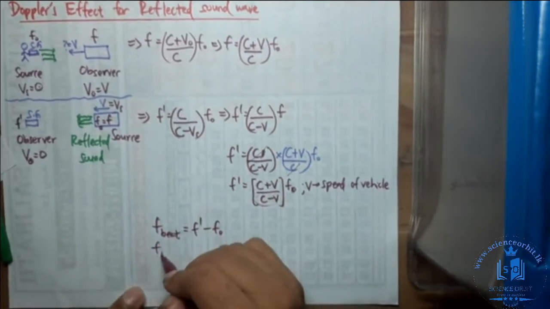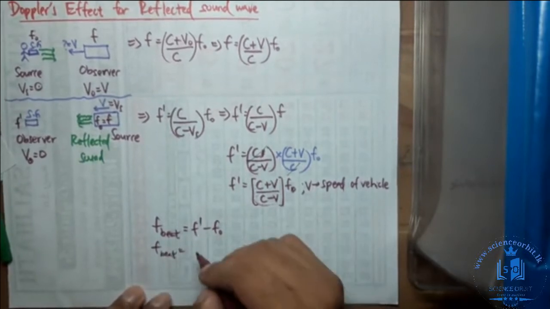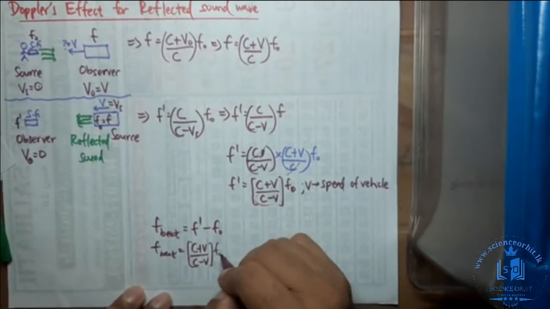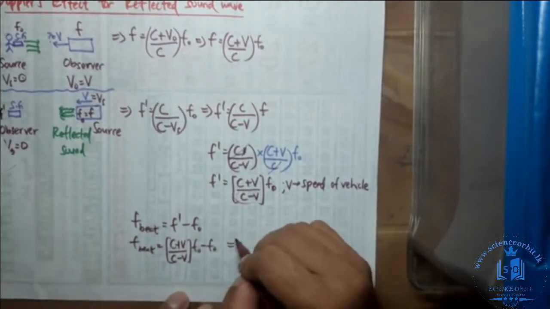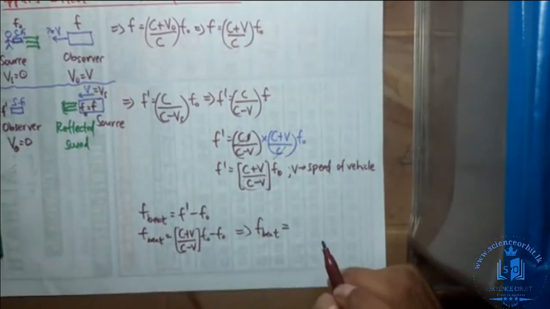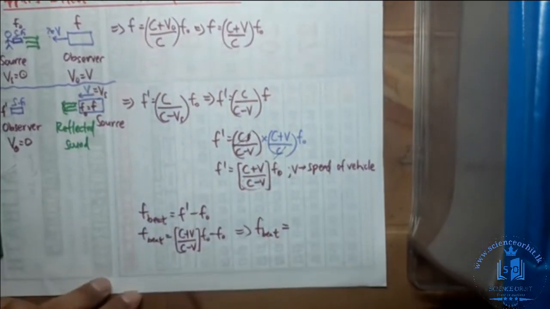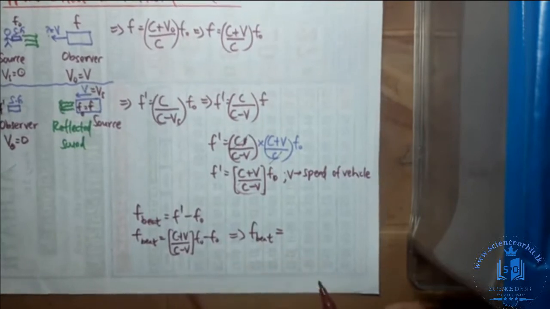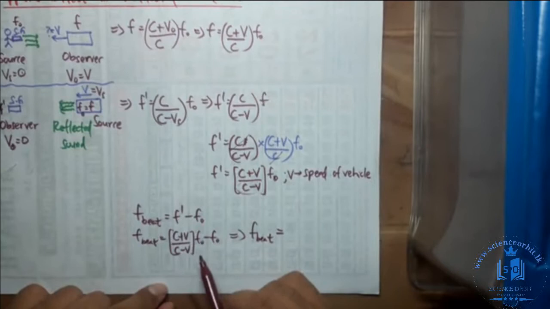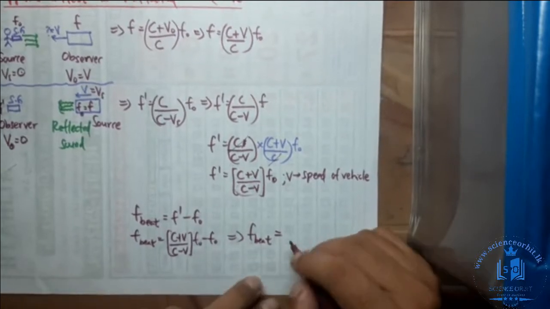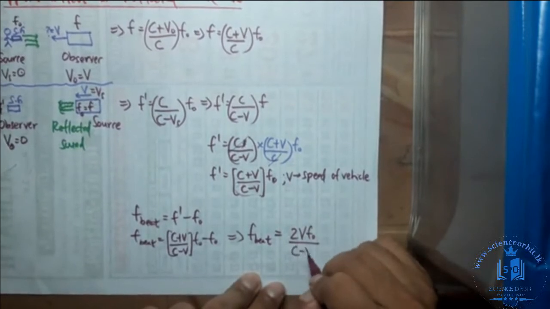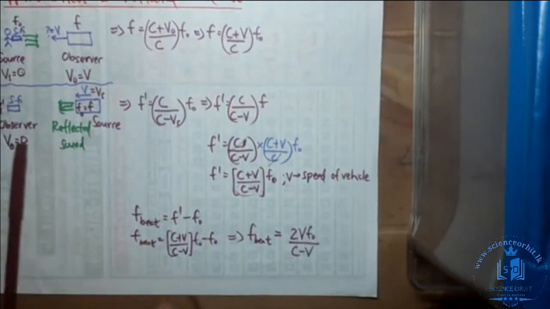Right, let's substitute the values. For F dash, I can substitute this value, that is C plus V over C minus V into F naught, minus F naught. And finally, if you simplify this for F beat, you will end up with an equation. What is that final equation? You can take C minus V as the subject, and when you do, C will get cancelled and you will end up with this equation: 2V F naught divided by C minus V. Okay, this is the final equation.